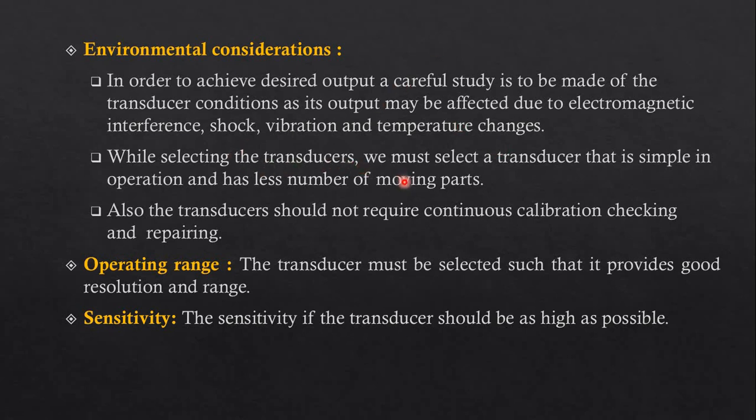While selecting a transducer, we must select a transducer that is simple in operation and has a less number of moving parts, because less number of moving parts means less complexity and good reliability, right? Also, the transducer should not require continuous calibration, checking and repairing. So if we are using a transducer, its ruggedness needs to be very good. That's why we cannot replace our transducer in a short duration of time, or we do not need any checking or calibration of the transducer. Then after operating range, the transducer must be selected such that it provides good resolution or good range over a time.